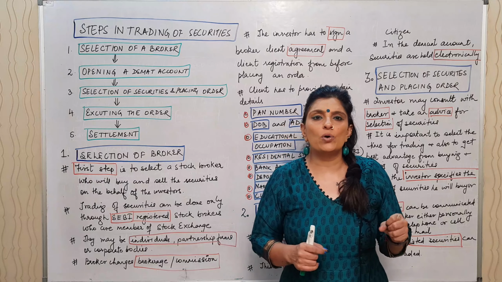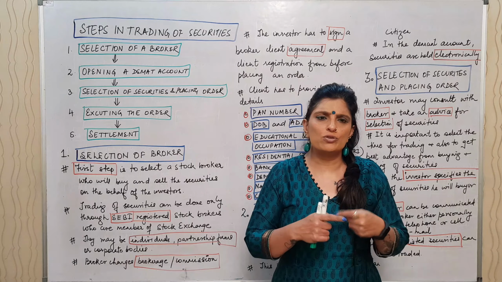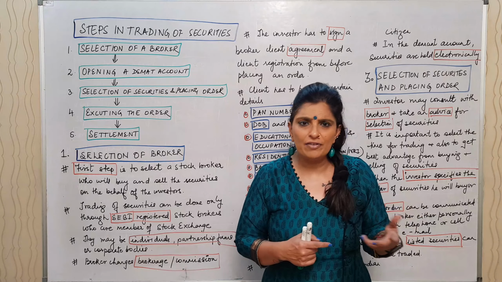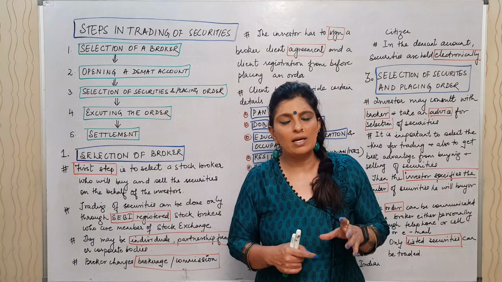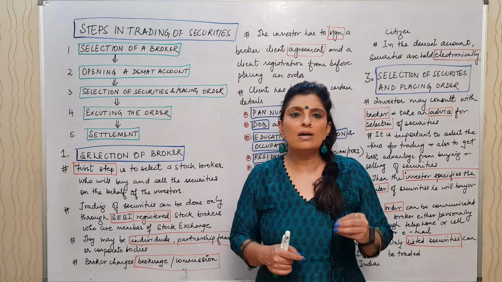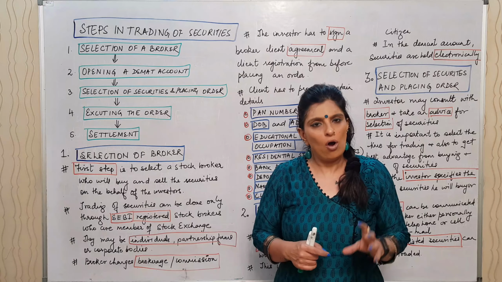Along with that, all the securities were traded manually. The documents used to reach manually. So there was a lot of forgery and a lot of theft happening at that time. And because of that, a new concept came into existence that was called the dematerialization of the account, that everything would be done now electronically online.